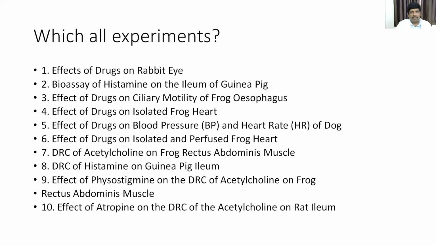This is what I was talking about, all the experiments. There are 28 experiments which we can do through this particular software. So you can see the effect of drugs on rabbit, that means the miotic effect and then the mydriatic effect we can see. The bioassay of histamine on the guinea pig ileum you can do. Then frog esophagus, the movement or the ciliary motility. The movement of the cilia, or the ciliary motility, of frog esophagus we can study.